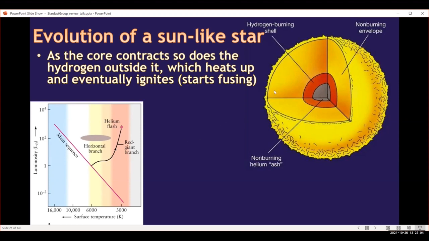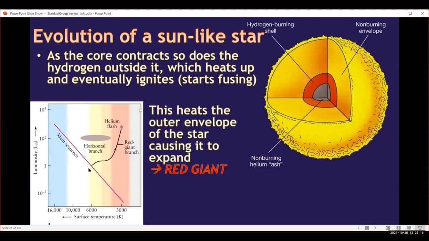So we can understand the structure of a star in terms of looking at a cross-section like this, but we can also look at it from the point of view of what does it do on the Hertzsprung-Russell diagram. Like I said, this shell is heating the outer envelope and causing it to expand, and so we have a red giant.